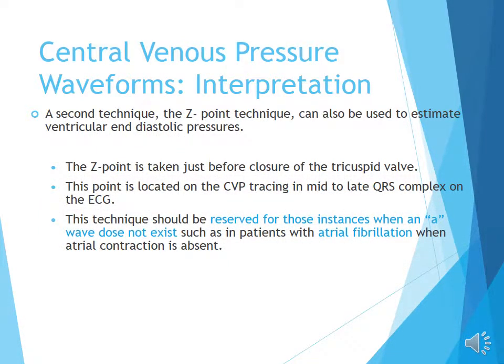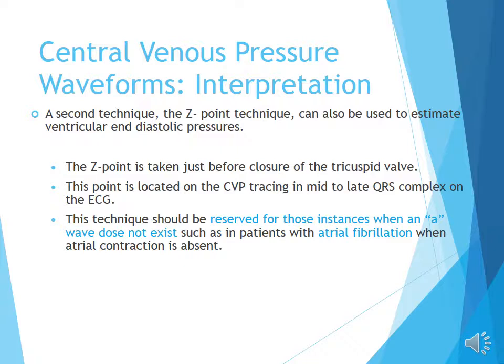Next is the Z-point method, which I think is a little bit easier. This is really useful when you do not have P waves or you can't see the A waves, so the A waves are not visible. This happens a lot with AFib. So the Z point coincides with middle to end of the QRS wave. It occurs just before the closure of the tricuspid valve. It's a good indicator of right ventricular end diastolic pressure.